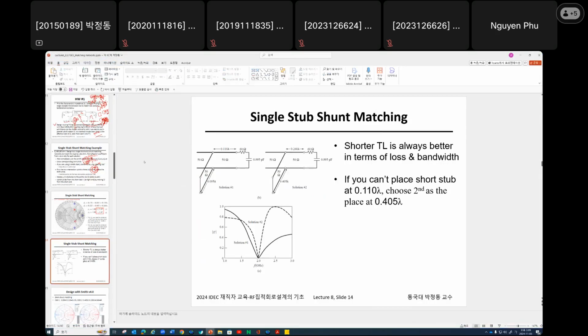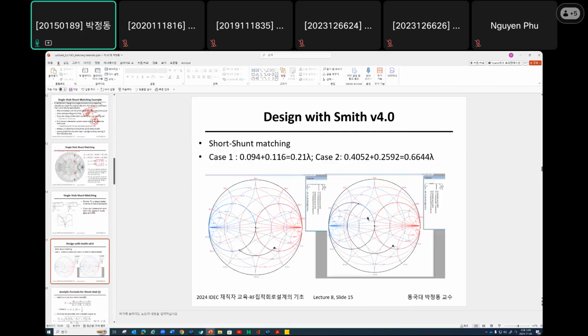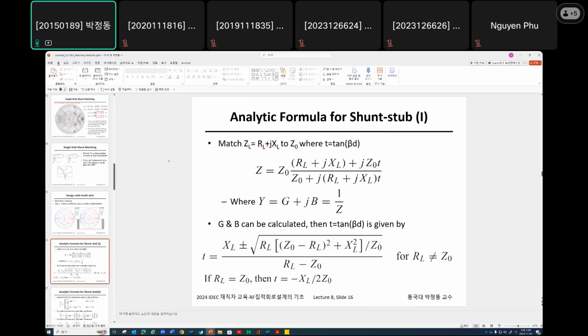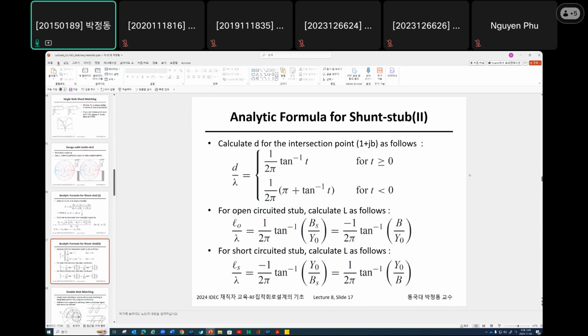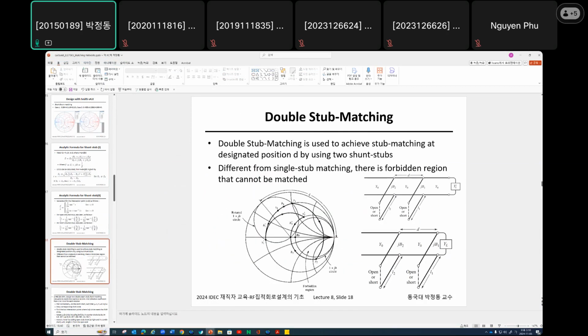So as can be seen here, if length is longer, then you have a narrow bandwidth, and loss is more involved. Okay. So this is an analytic formula. It doesn't matter. Okay. So double stub matching.